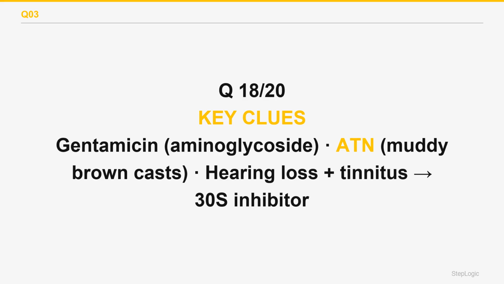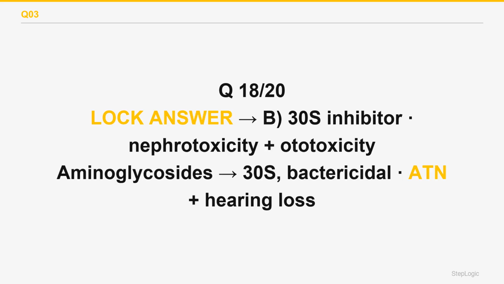Aminoglycosides, gentamicin, tobramycin, amikacin, bind irreversibly to the 30S ribosomal subunit, causing misreading of mRNA and blocking the initiation complex. They are bactericidal and require oxygen for uptake, which is why they are ineffective against anaerobes. Their two signature toxicities are nephrotoxicity, classically acute tubular necrosis with muddy brown granular casts, and ototoxicity, both cochlear hearing loss, tinnitus, and vestibular imbalance. The toxicity is dose-dependent and accumulates over days.